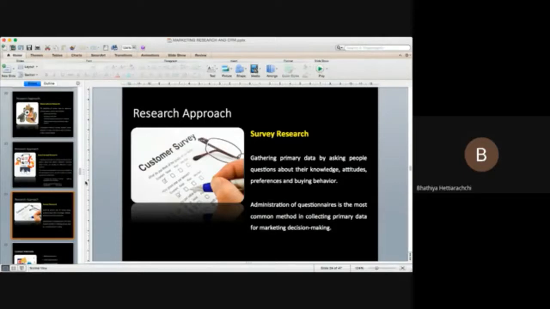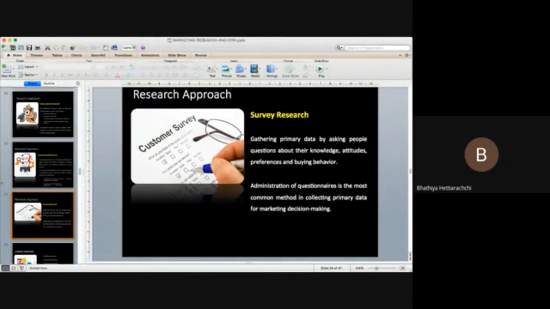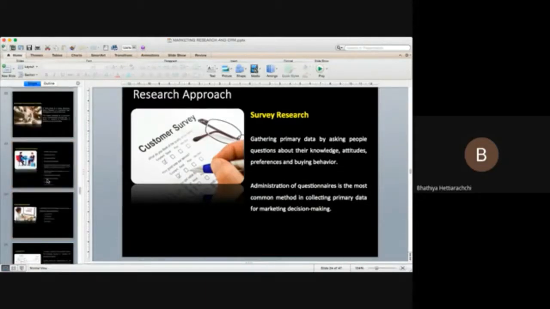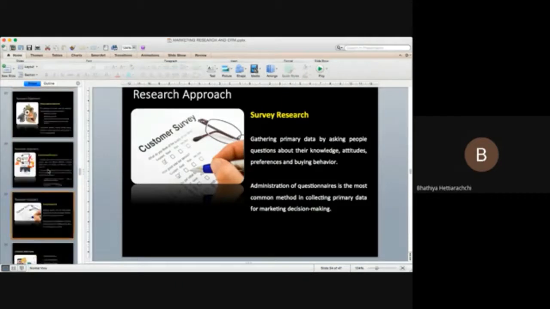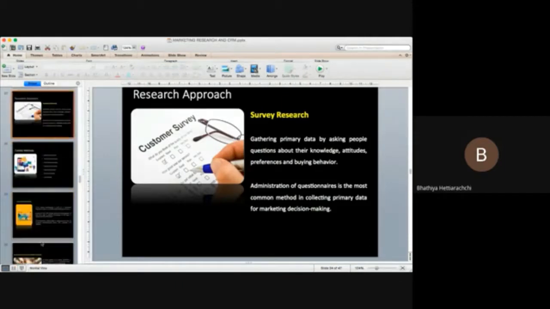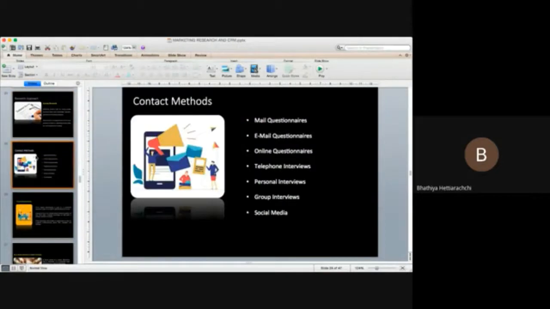Right? So when it comes to survey research, you have two key methods. One is administering questionnaires. That is, by distributing questionnaires, you gather information. The second is that you conduct interviews and try to get information by having a discussion with the participants, right? So these are the three very common things that you get when it comes to the research approach, right? Okay, let's go to the next one.